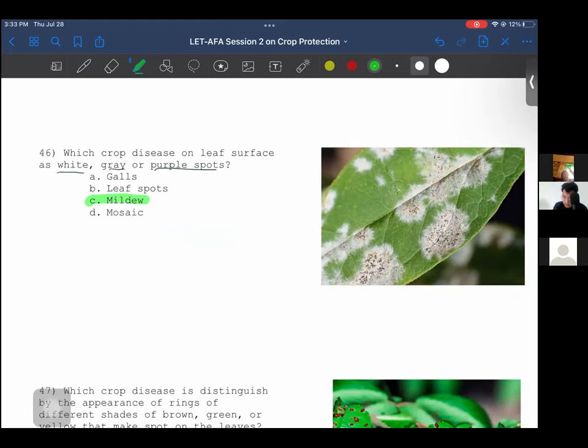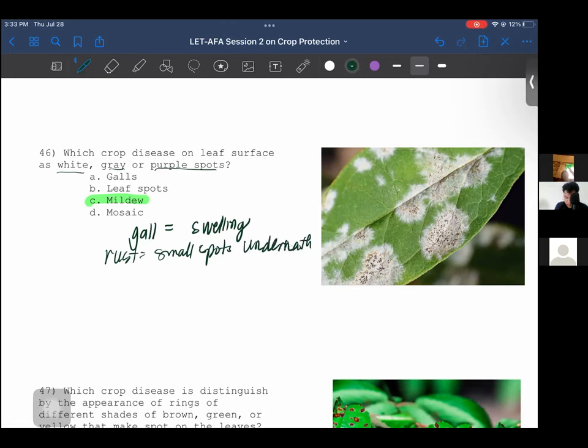Again, ulit na naman tayo. Let's take advantage of the art of repetition. Kapag sinabing gall, ito ay yung may swelling. Kapag rust, small spots underneath. Kapag canker, ano ang keyword? Wounds. Kapag smut, blisters, nalagaan na ng black something, nagba-burst ng black spores.